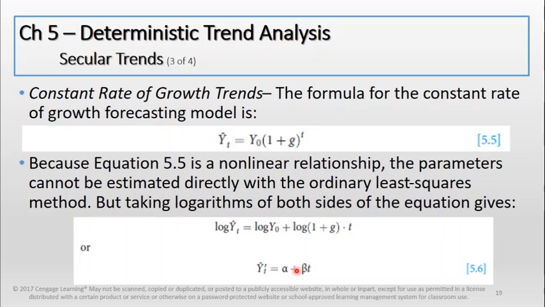So where your y-hat t prime is equal to your log, is equal to this one, and then your alpha is equal to this one, and your beta is equal to this one, and then multiplied by your t. So this equation is already a linear relationship whose parameters can be estimated using standard linear regression techniques.